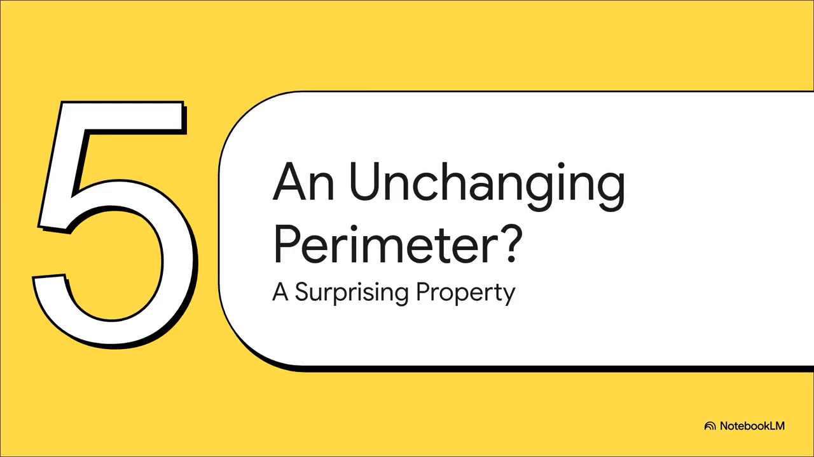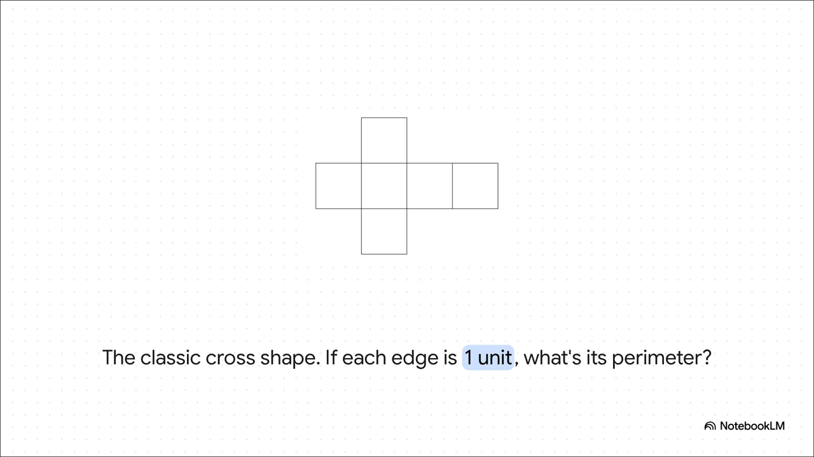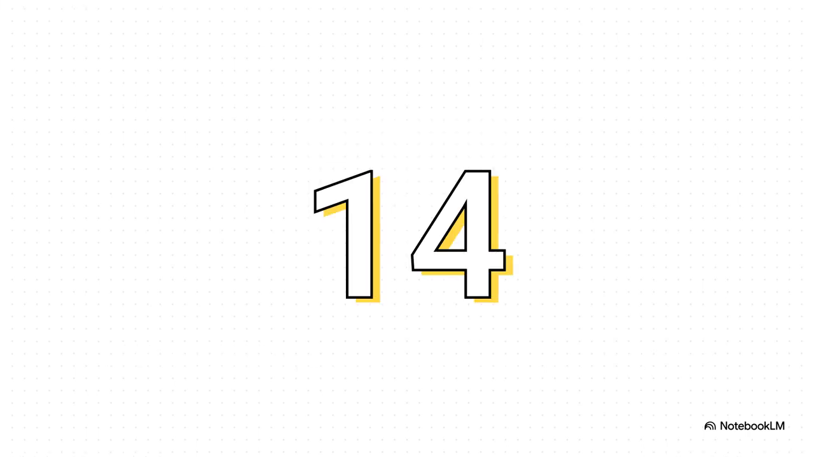So we solved the main puzzle, we found all 11 nets, but when you look at them all laid out like this, you start to wonder, is there anything else these 11 totally different shapes have in common? Let's dig into something kind of weird, their perimeter. The total length of the outside edge. Let's start with that classic cross shape. If we say that each side of a square is just 1 unit long, what's the total distance all the way around the outside? If you count it up, the perimeter is 14 units.